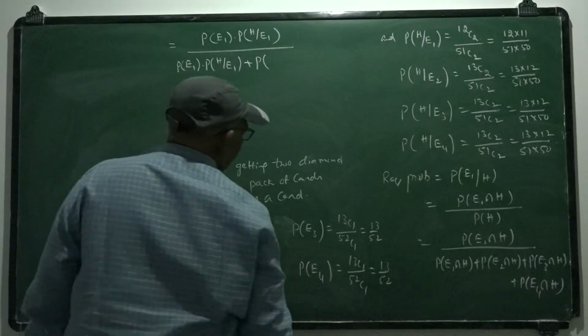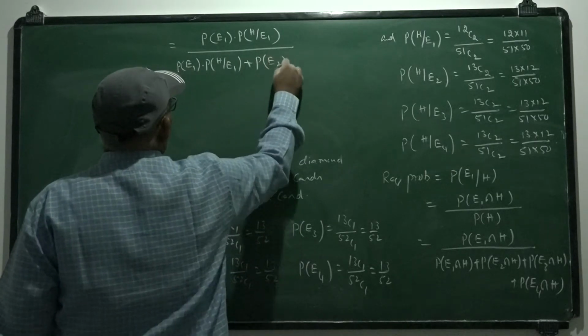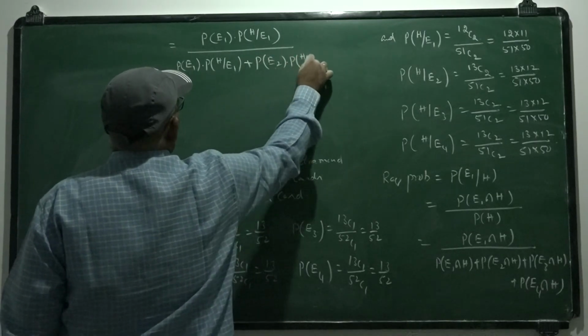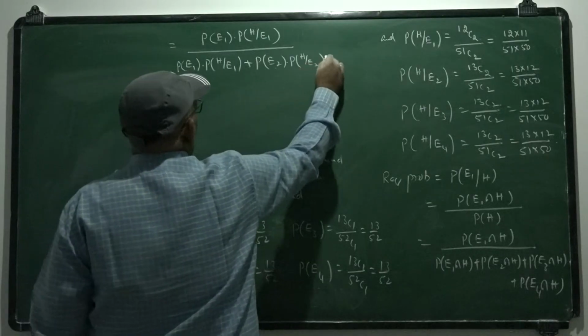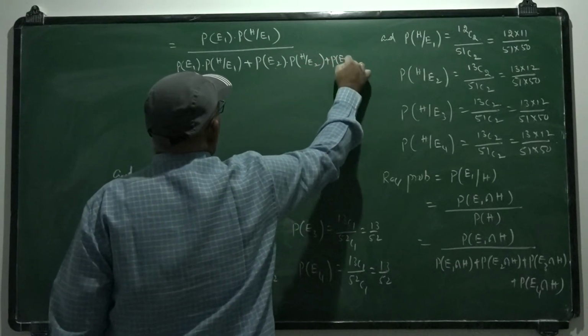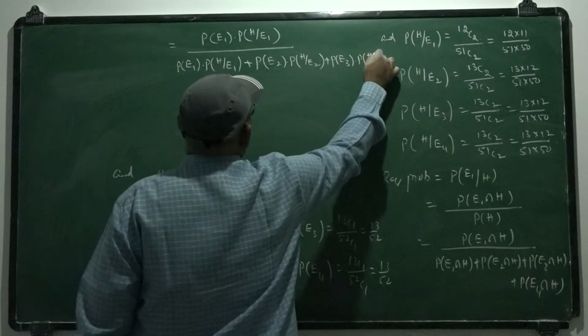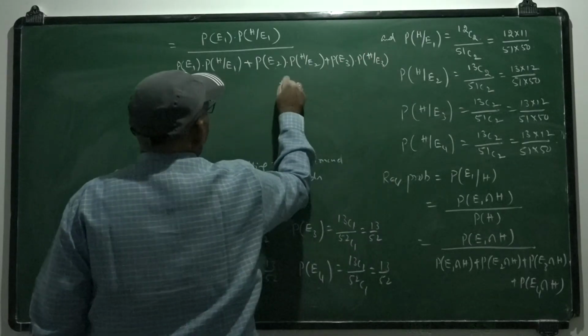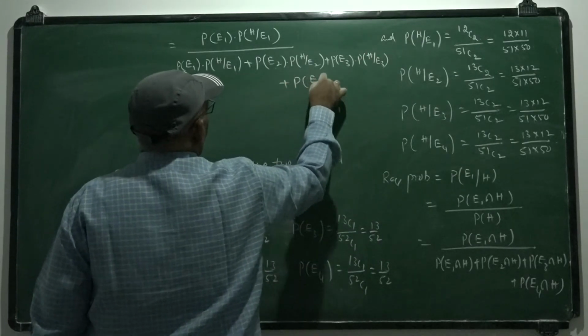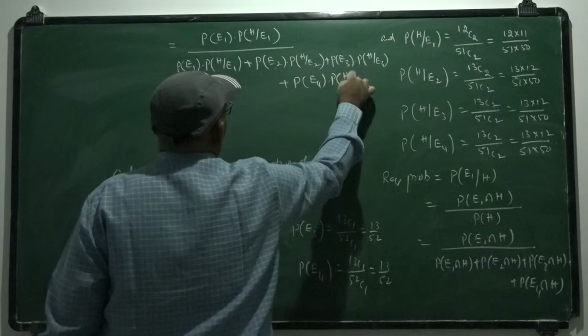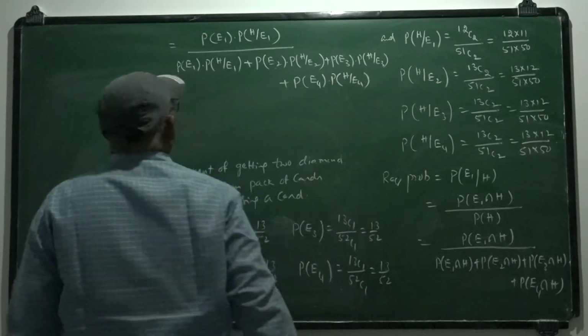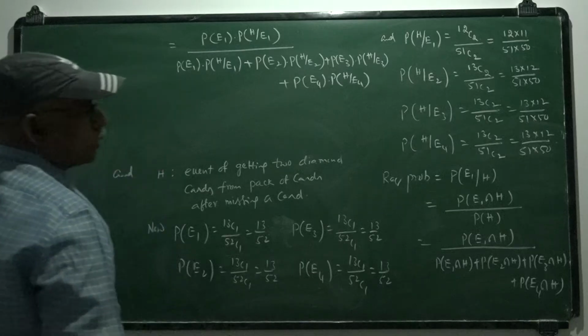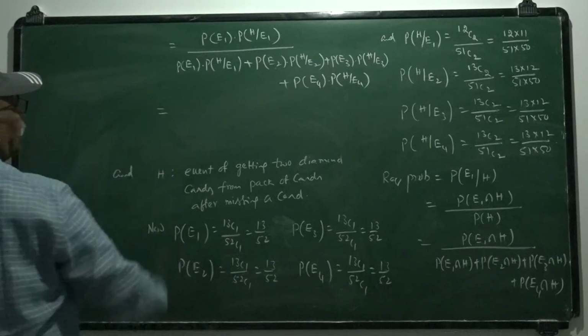Next, probability of E2 into probability of H on the occurrence of E2, plus probability of happening of E3 into probability of H on the happening of E3, plus probability of E4 into probability of H on the occurrence of E4.